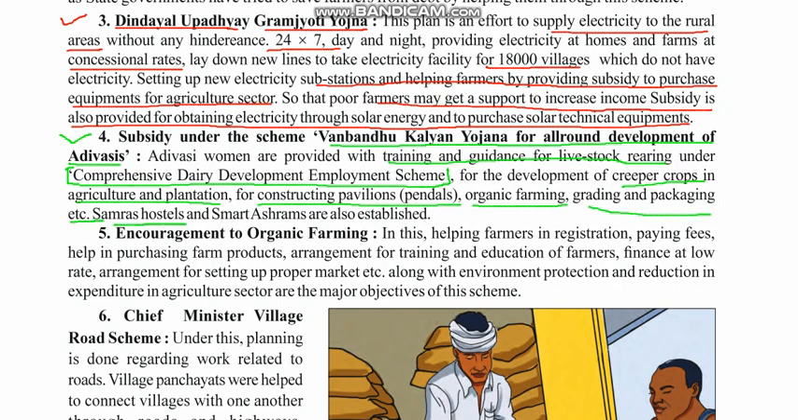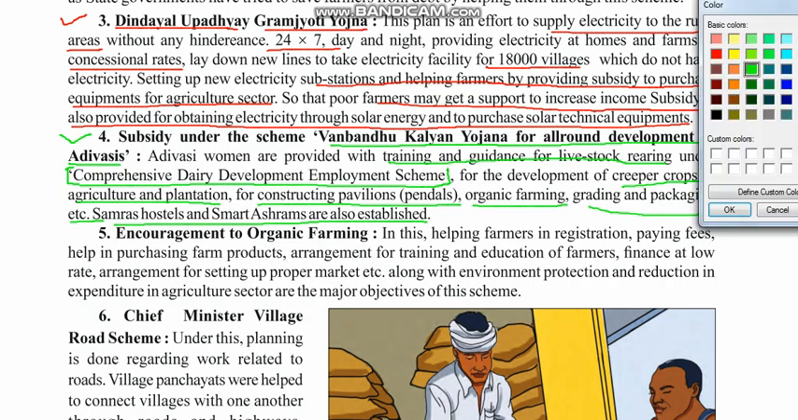is also done. Samras hostels and smart ashrams are also established. Samras hostels and smart ashrams are ashrams set up so that the children of these tribal people get residential facilities in the cities also.